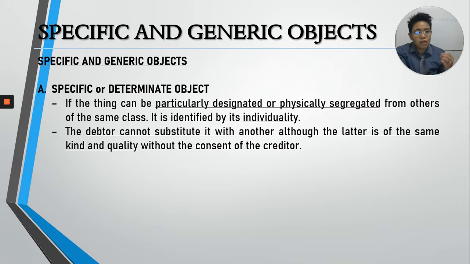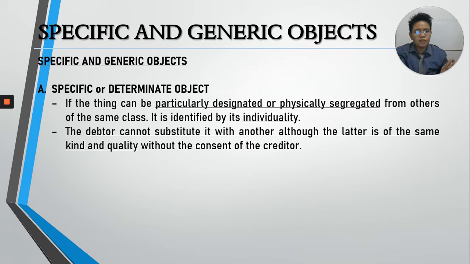Kahit na magkapareho sila ng itsura, magkapareho sila ng quality, magkapareho sila ng quantity, etc. Kahit na magkamukhang magkamukha. But remember here, pagka-specific object, yung mismong object na yon ang dapat i-deliver. It cannot be substituted. However, the exception happens when there is consent of the creditor. Now, let's take for example, an obligation to deliver a car.